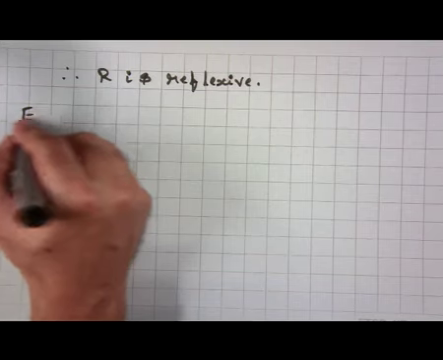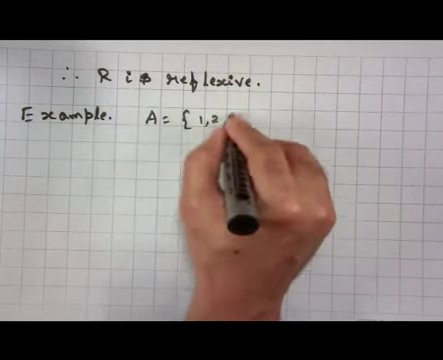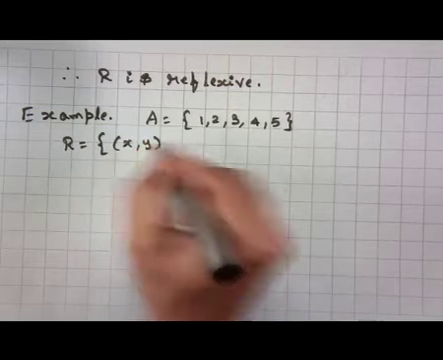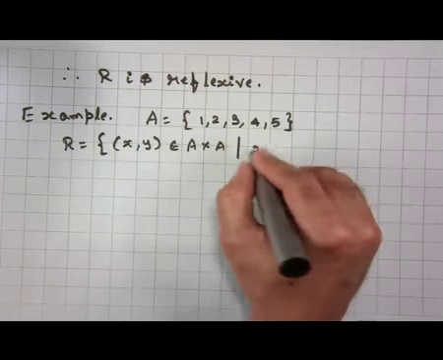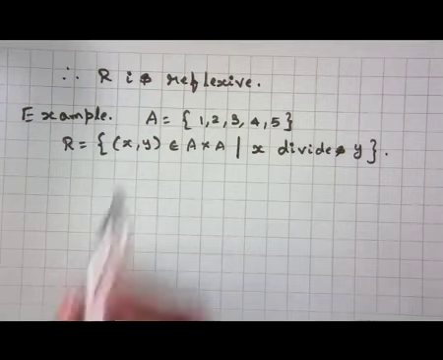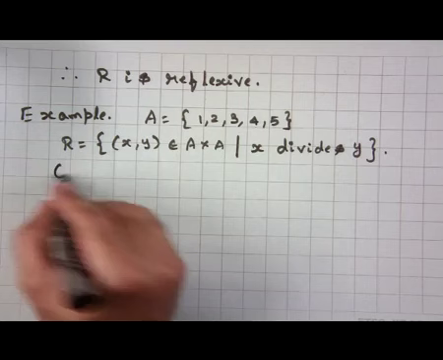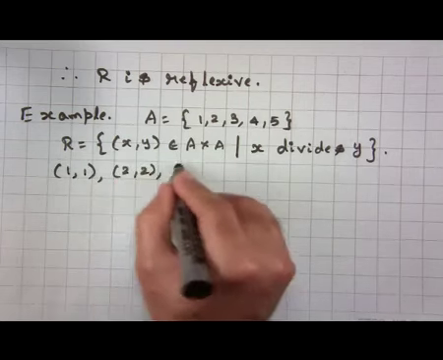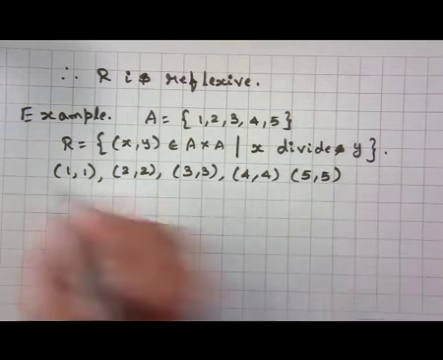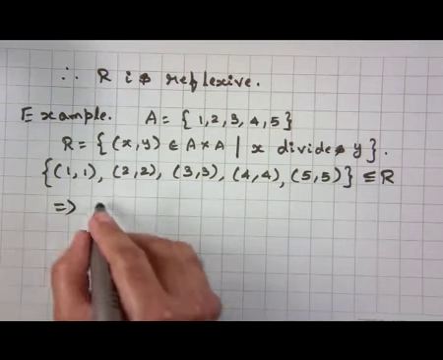Now, let us go back to one of the examples that we did again. We had our A as {1, 2, 3, 4, 5} and our R is all those (x, y) in A cross A with the condition that x divides y. In this example we wrote what R is explicitly just a few minutes back. One can notice that 1 divides 1, 2 divides 2, 3 divides 3, 4 divides 4 and finally 5 divides 5, which means all these pairs are contained in R. That implies that R is reflexive.